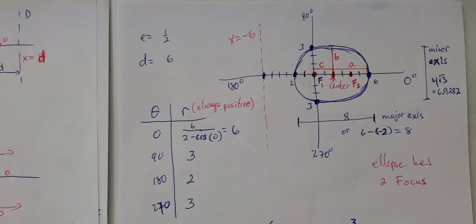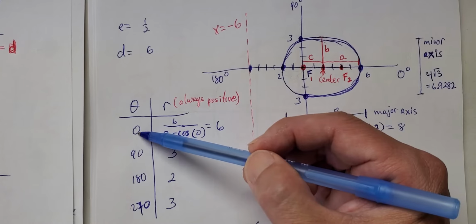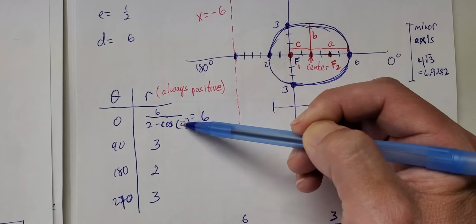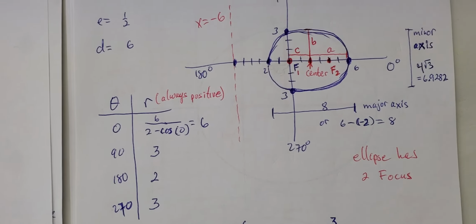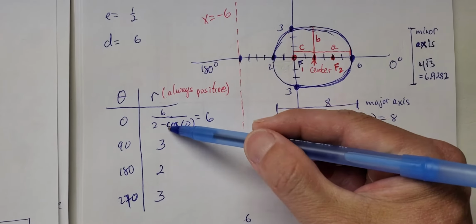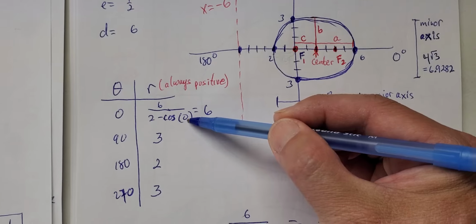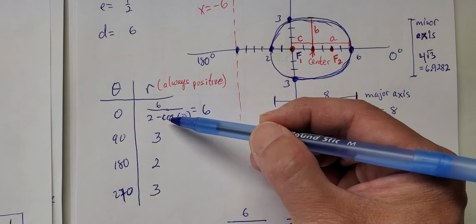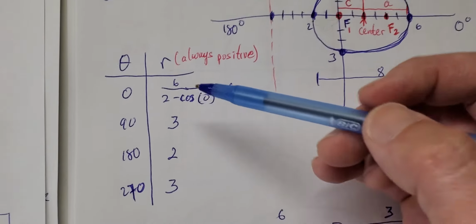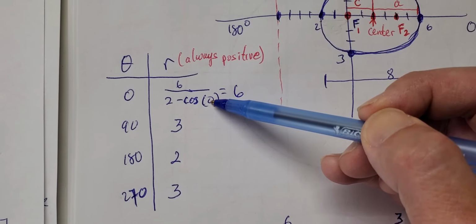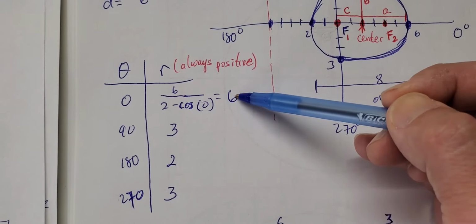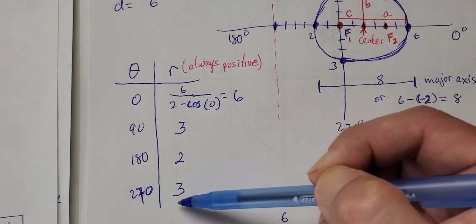So all you have to do is just plug them in. Put 0 in for cos. Cos 0 is 1. If you put this in your calculator, cos 0 is 1. 2 subtract 1 is 1. 6 divided by 1 gives me 6. And so on with the rest.